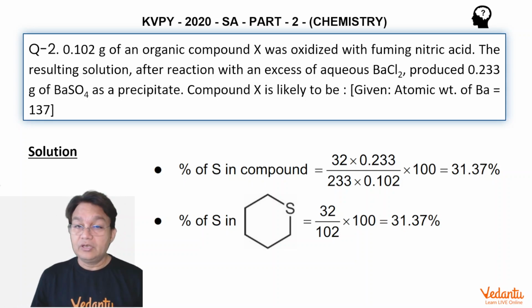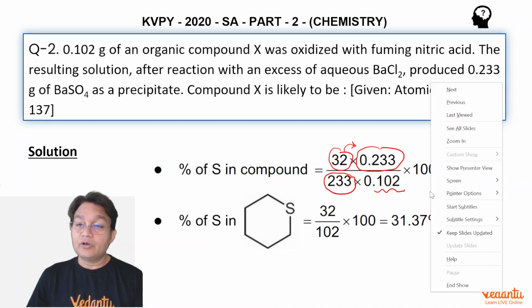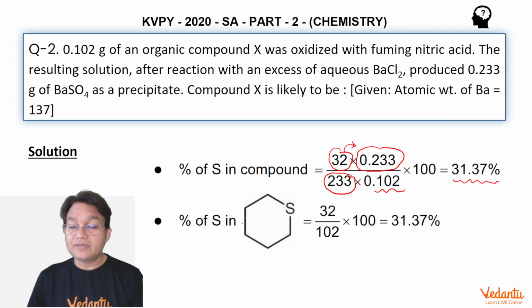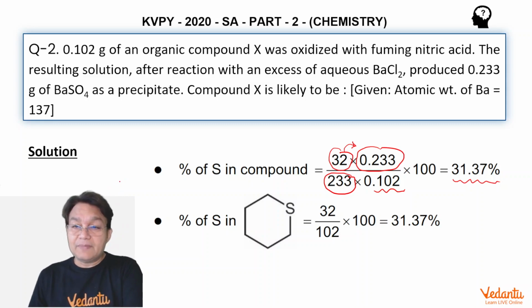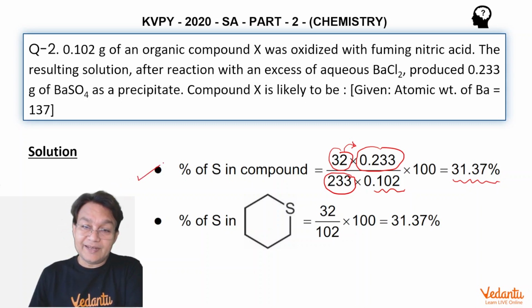What you will need to do is find the percentage of S in the compound by using this formula. 0.233 is the grams of barium sulfate, divided by 233 gives the moles of sulfur you got. Then of course, multiply it by 32, that is the mass of sulfur you got. You divide it by 0.102, the mass of the organic compound, into 100. That gives you the percentage of sulfur. Now you can find the percentage of sulfur in all other compounds, and whichever option is matching, you can take it as the answer. Of course, this method is going to be lengthy.